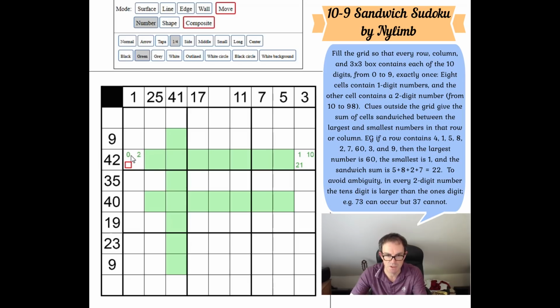Sorry, that was a bit slow. So if this is not a 2-digit sum, this is the 2-digit sum. So this can't be a 1, which means, let's make that red. That means this is the other 2-digit sum.